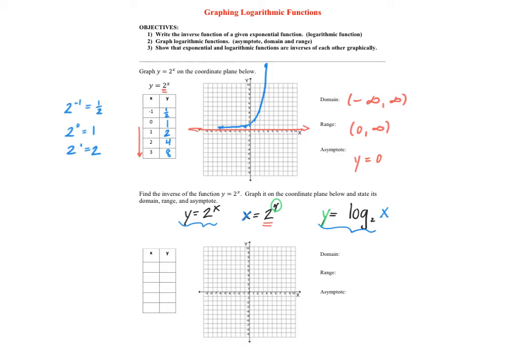Let me talk through that again. I interchanged the x and the y's, and then I solved for the new y. And again, I solved for the y by switching it to a log. The base of the exponential equation was the base of my logarithmic equation. The exponent in the exponential equation is always alone because the log is equal to the exponent.